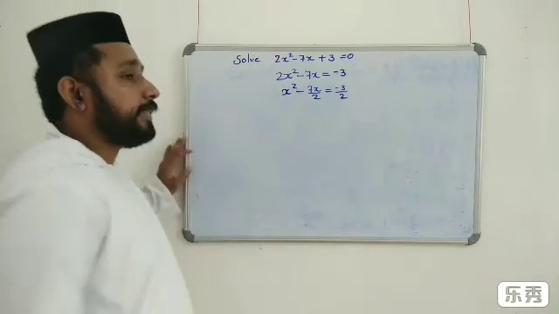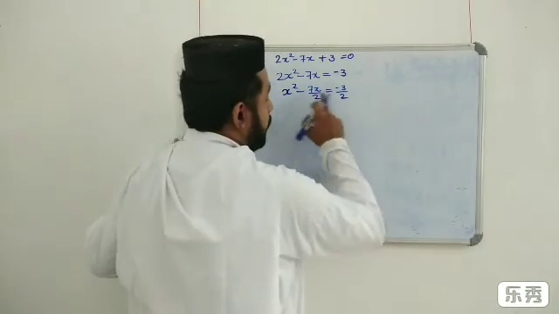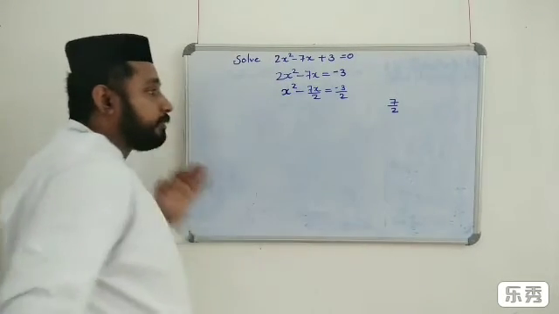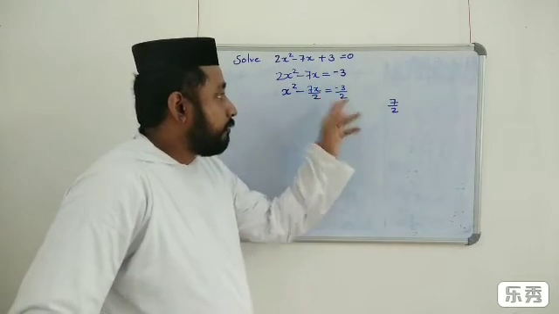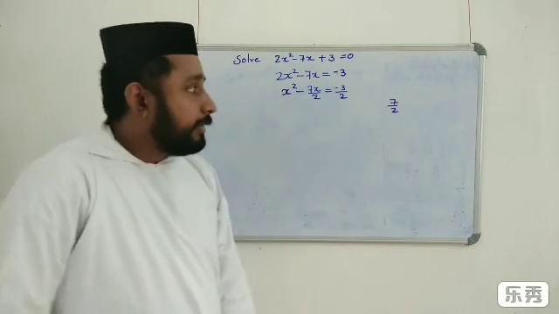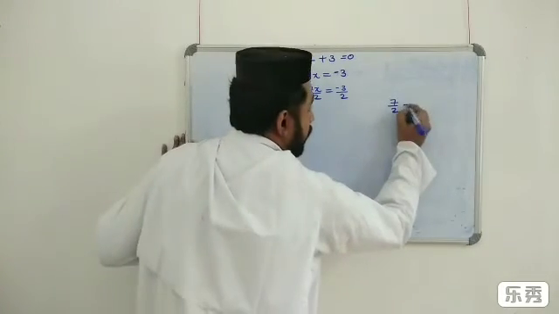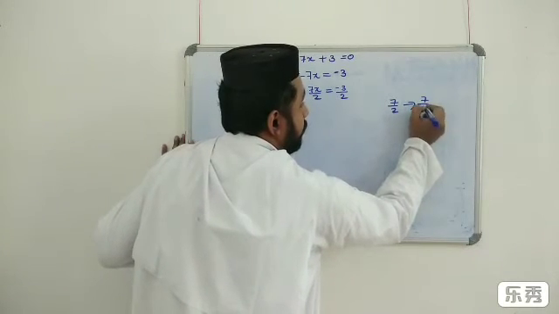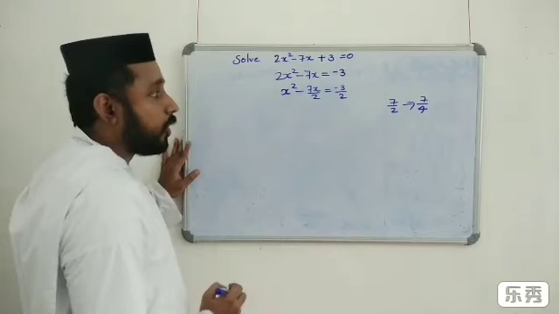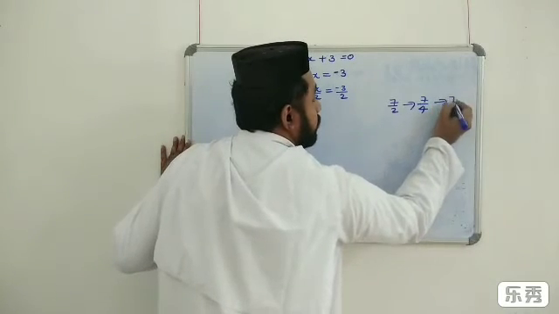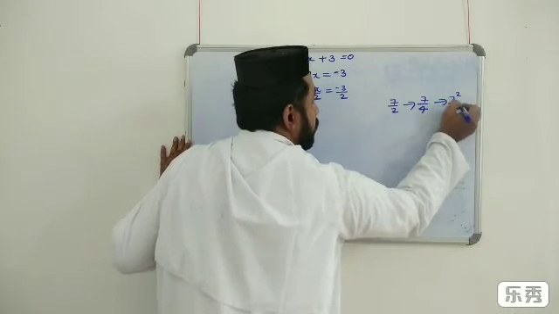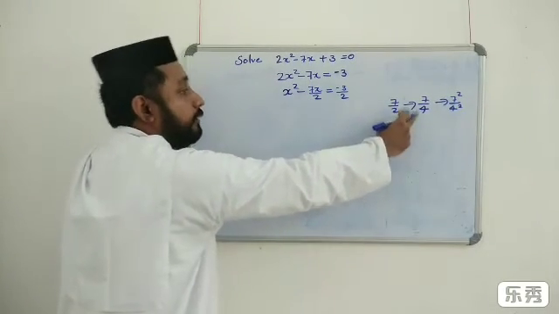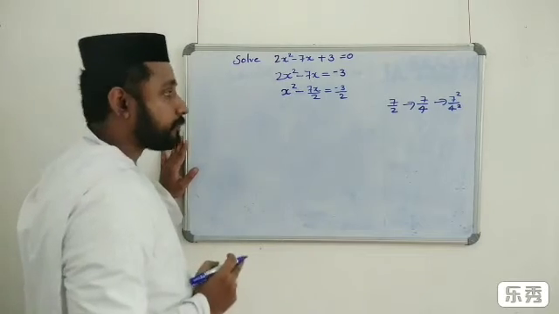The third step is take the coefficient of x. Here minus 7/2. I am going to take 7/2 only, no need of sign. I took the coefficient of x, 7/2. Then half it, which means 7/2 divided by 2, which is 7/4. Then square, which means 7²/4². So take the coefficient of x, then find the half, then square: 7²/4².